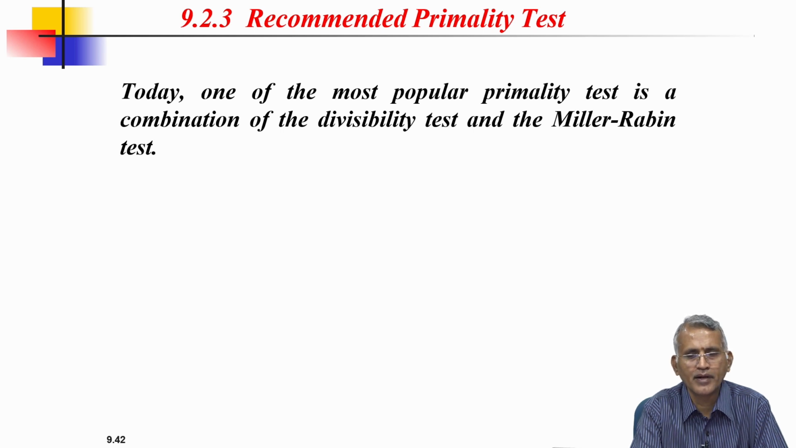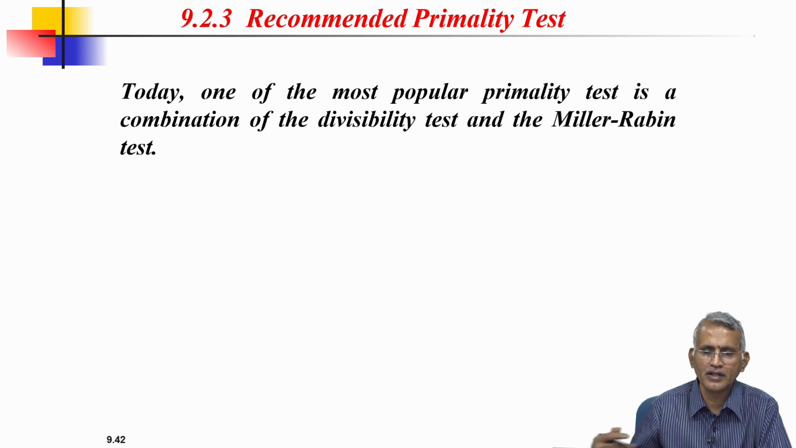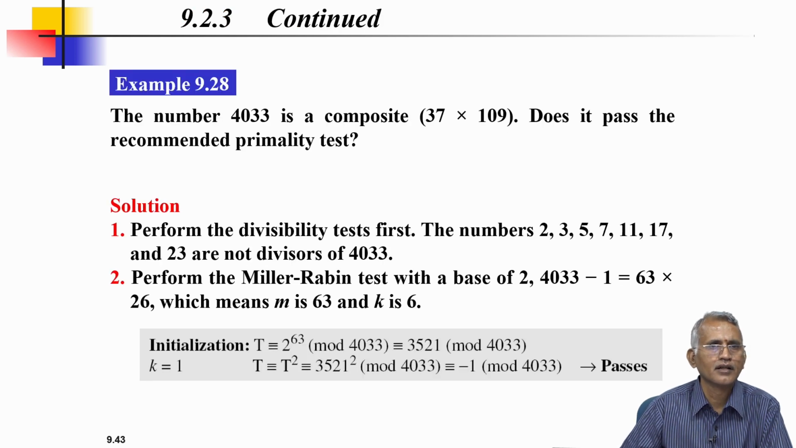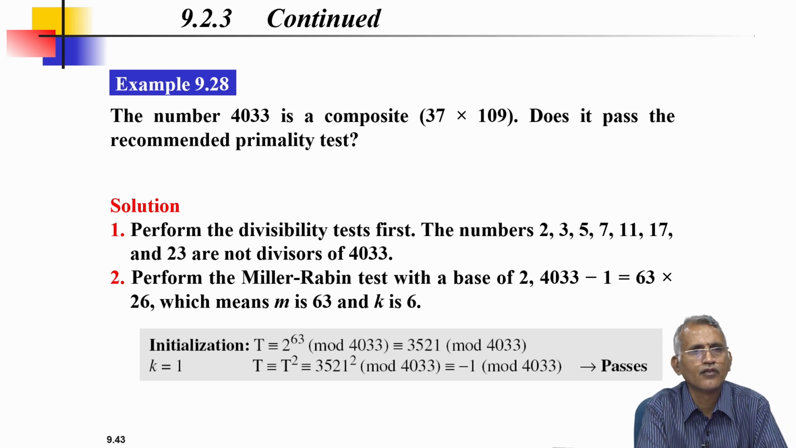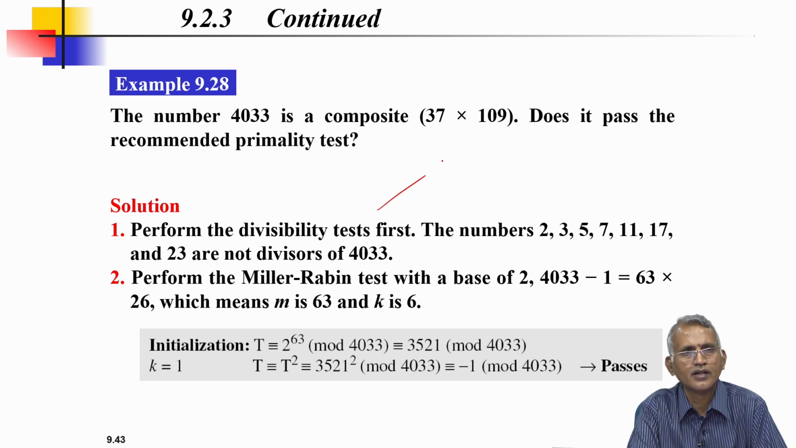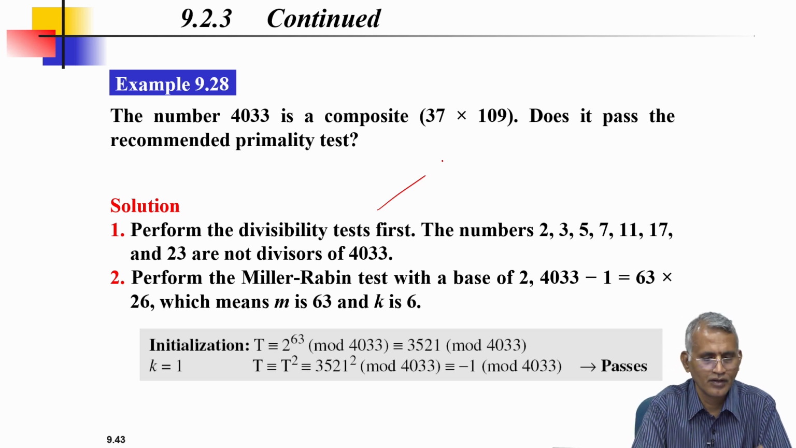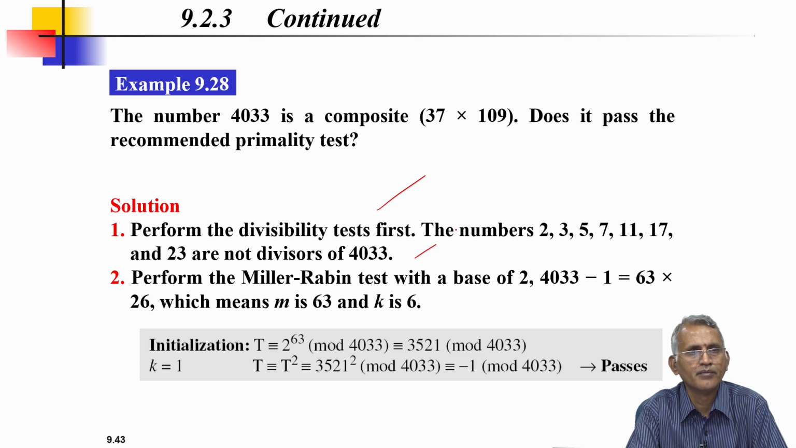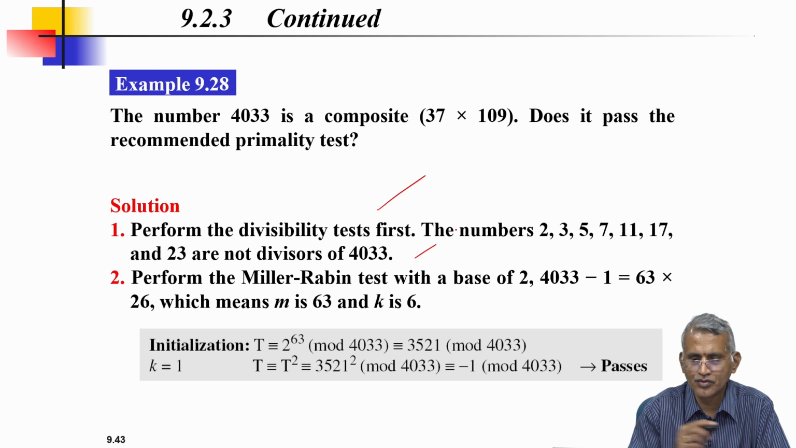Next, the recommended primality test. Today, one of the most popular primality tests is a combination of the divisibility test and the Miller-Rabin test. Take 4033, which is a composite, 37 into 109. Does it pass the recommended primality test? So, the solution is to perform the divisibility test first. The numbers 2, 3, 5, 7, 11, 17 and 23 are not divisors of 4033. Then perform the Miller-Rabin test with the base 2.